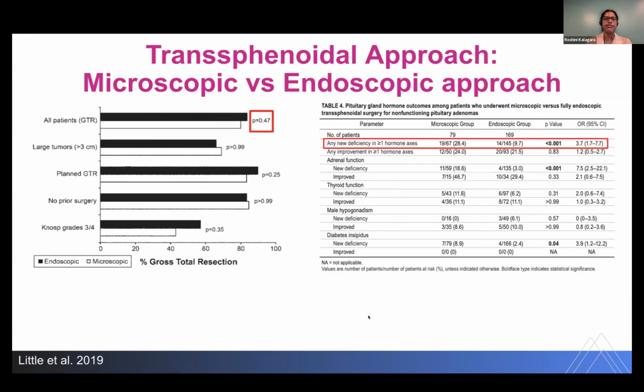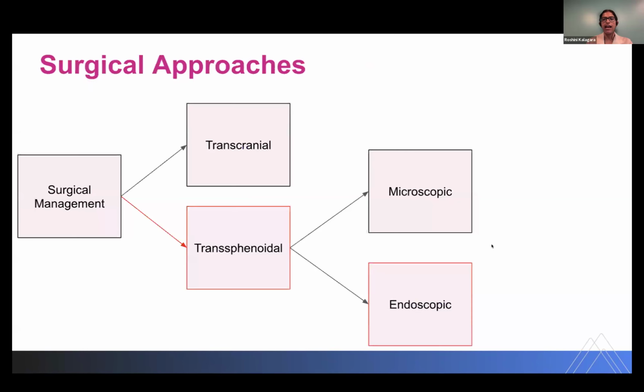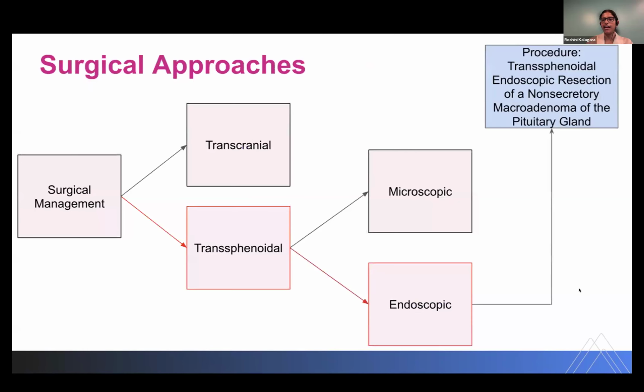I just wanted to highlight this recent prospective multi-center controlled study, which looked at comparing these 2 approaches and found that while they had similar rates of gross total resection, there was increased incidence of hormonal deficiencies in the microscopic group. So taken together, this supports the transition to an endoscopic approach. And this highlights the surgery that was performed here, which was a transsphenoidal endoscopic resection of a non-secretory macroadenoma of the pituitary gland.